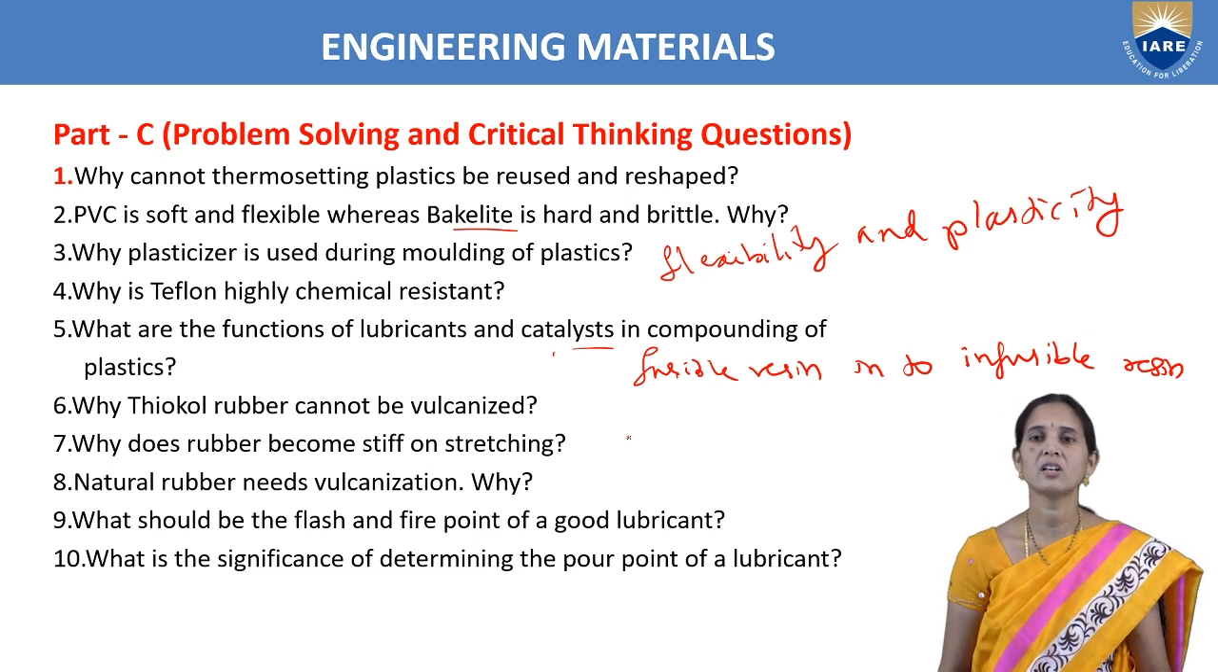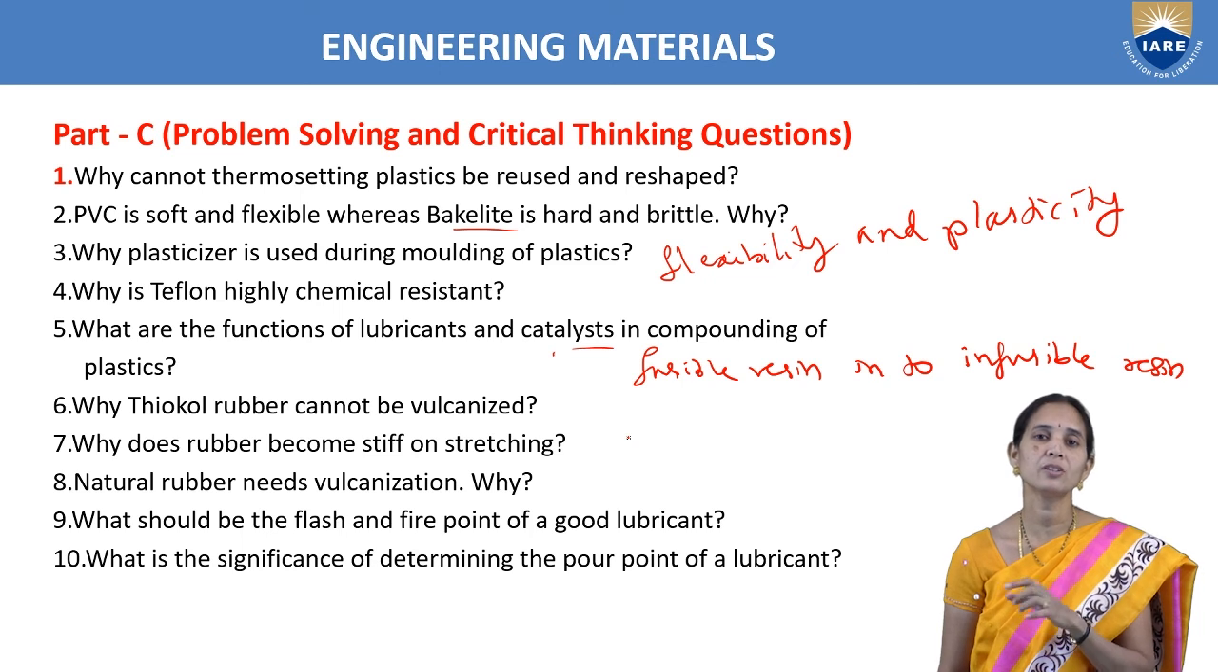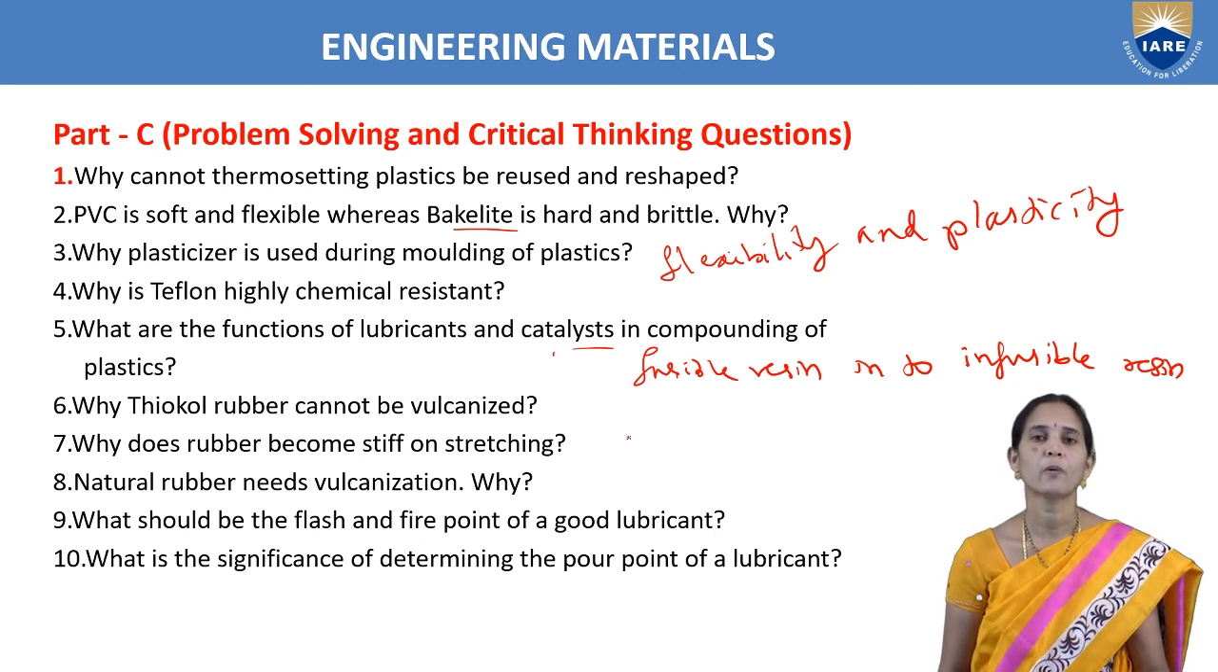Next, what is the significance of determining the pour point of a lubricant? It is very important to find the pour point of a lubricant. Why? The oil in liquid state will convert completely into solid state. So we have to know when the oil is converting into solid. That is the pour point, which we determine by experiment. That is cloud and pour point.